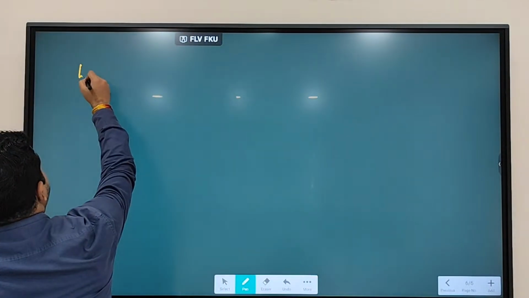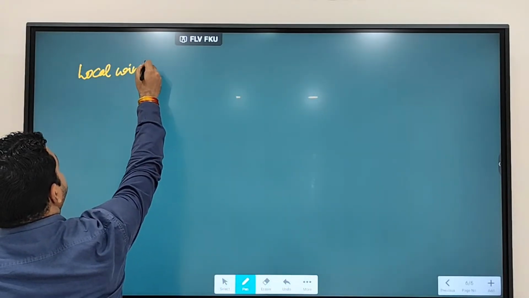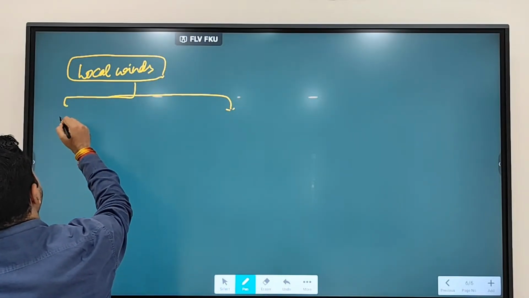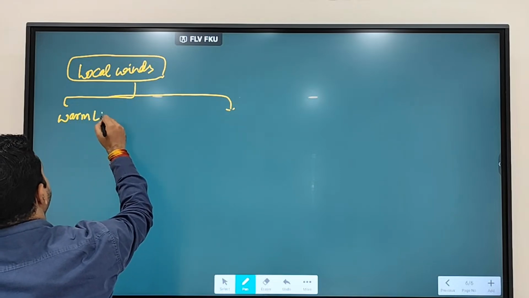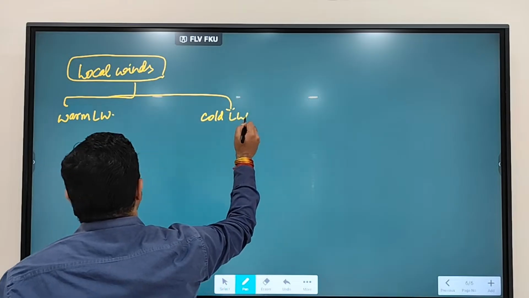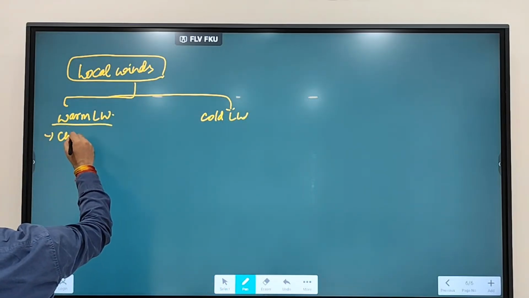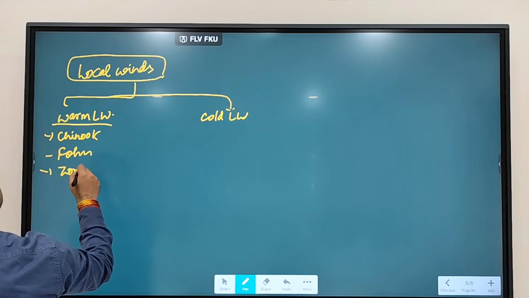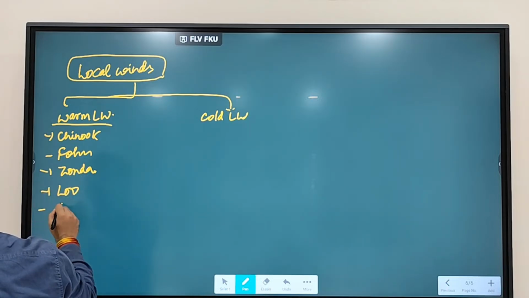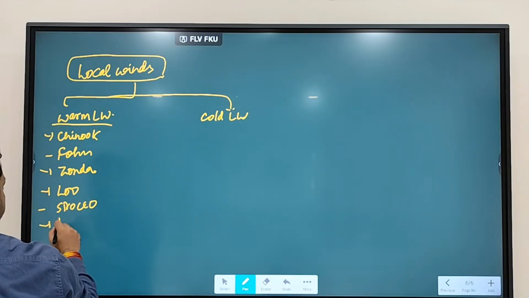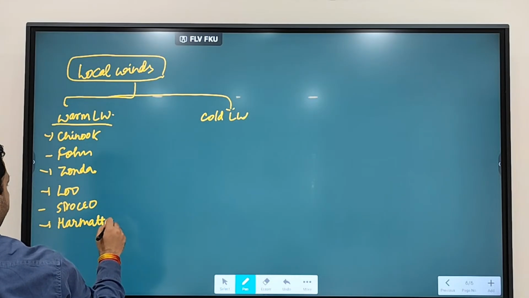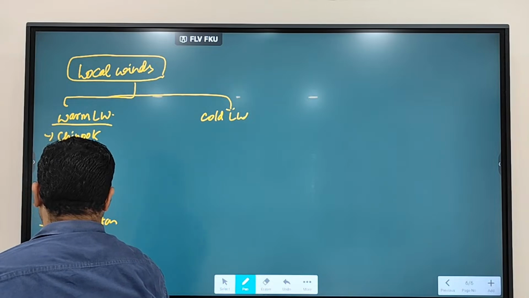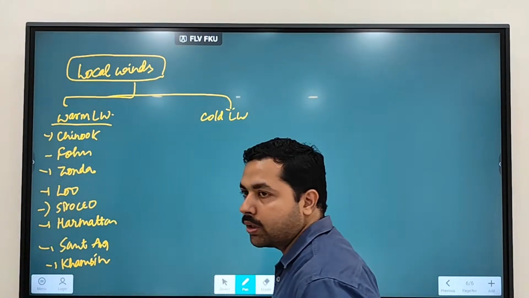But we are coming to the local winds. And we discussed local wind, we have divided it into warm local wind and cold local wind. Warm local winds, we discussed various types like Chinook, Foehn, Zonda, Loo, Sirocco. Fine. So these are the warm local winds we have discussed in the last class.